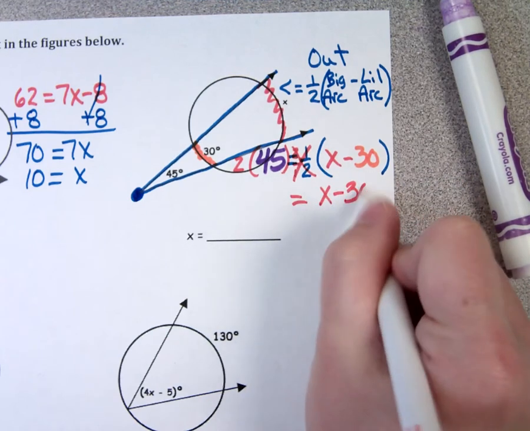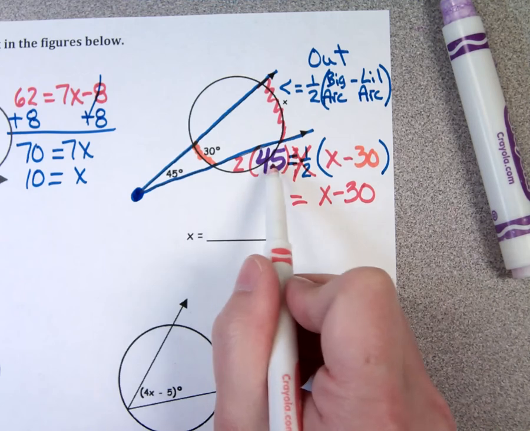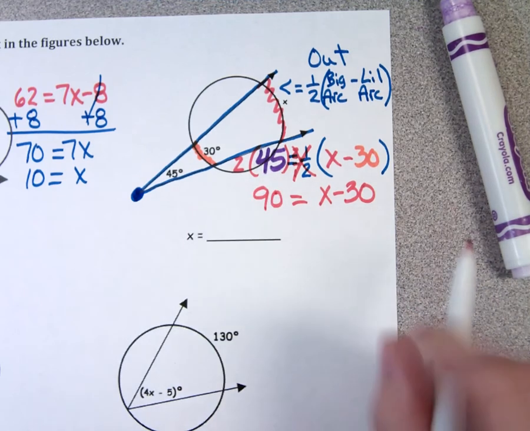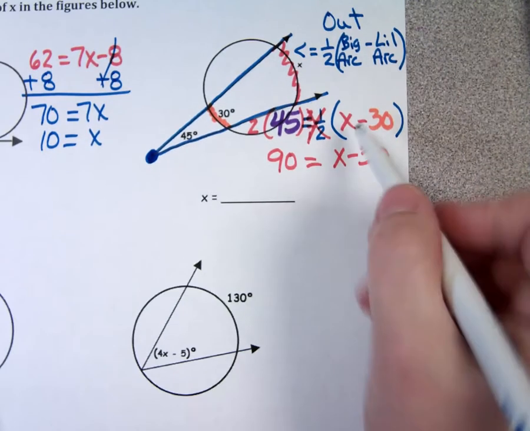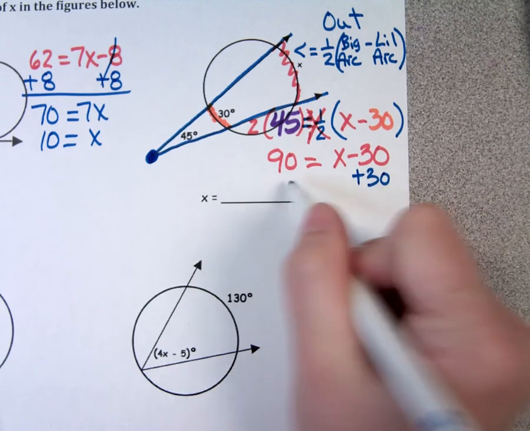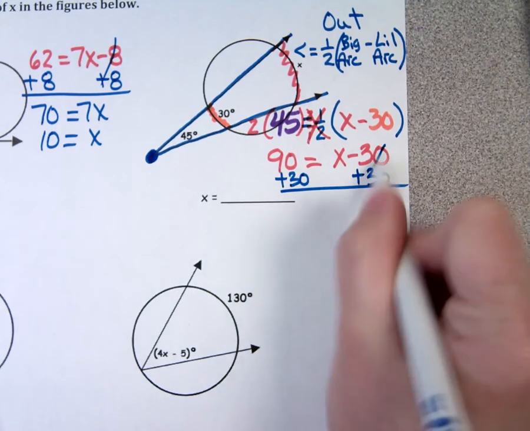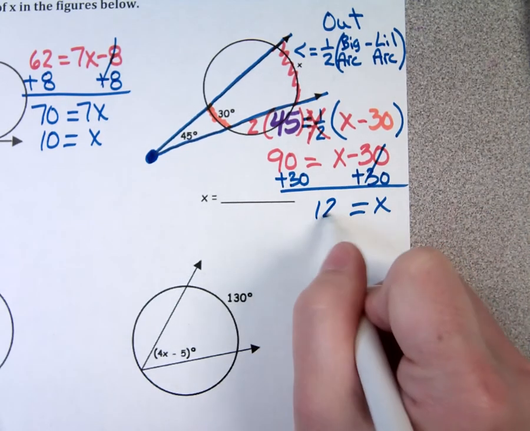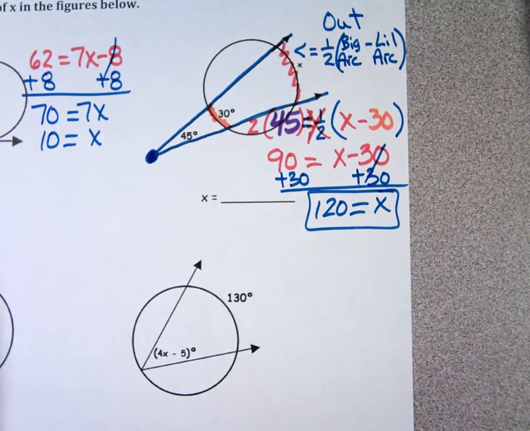All you're left with is x minus 30 on the right side, and 2 times 45, that's 90 on the left side. And then from here to get x by itself, all you have to do is move the minus 30. So you add 30 to both sides, and if you do that, you get x is 120. Hopefully you remember this. It was a little while ago, but hopefully not too long ago. Okay, next one.